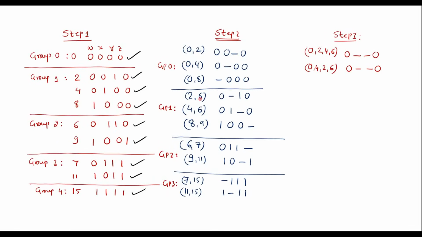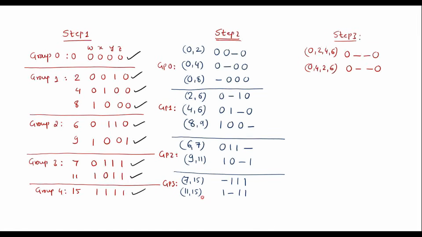If we compare 2, 6 with 6, 7, it differs by more than 1 bit. 2, 6 and 9, 11 differ by more than 1 bit. Ignore it. Compare 4, 6 with 6, 7. Here also it differs by more than 1 bit. Ignore it. 4, 6 and 9, 11 is more than 1 bit. Ignore it. Similarly 8, 9 with 6, 7 is also not possible. 8, 9 with 9, 11 is also not possible. Thus there is no single bit difference number between group 1 and group 2.